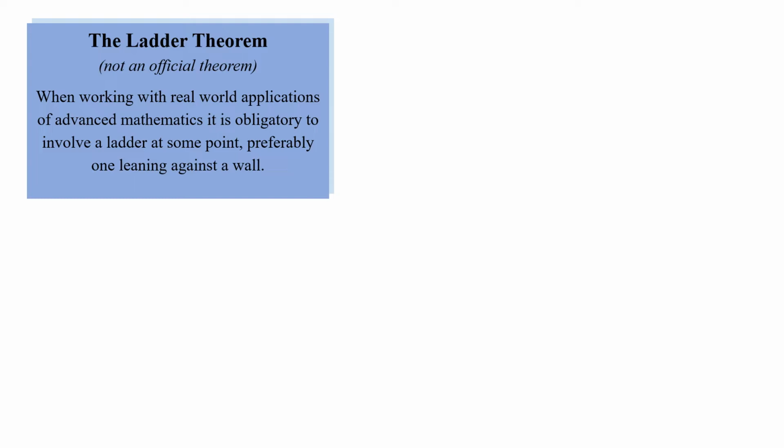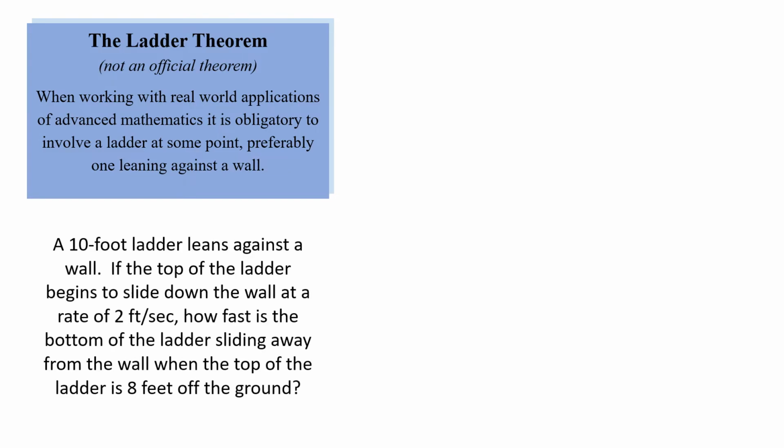because that's what's going to give us a rate. We're going to have rates of change. If it's just leaning against the wall and it's not moving, there's no rate of change. There's no related rates. And so what would a problem look like? A ladder problem would look like a 10-foot ladder leans against a wall. If the top of the ladder begins to slide down the wall at a rate of 2 feet per second, how fast is the bottom of the ladder sliding away from the wall when the top of the ladder is 8 feet off the ground?